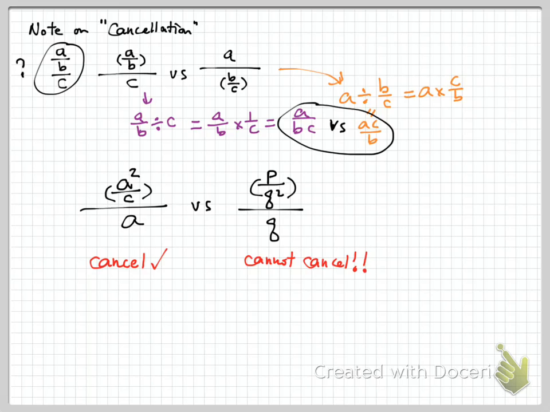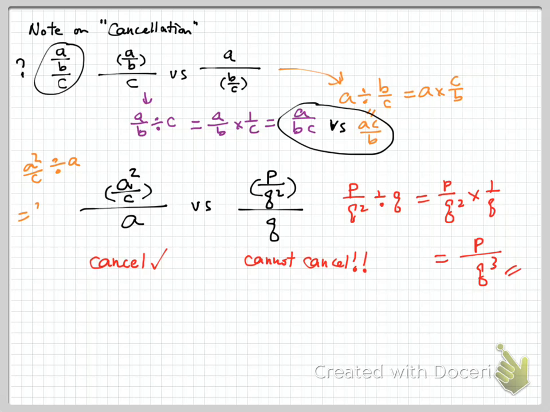Because for q, it should be p over q squared divided by q, and that divided by q will give you p over q squared times 1 over q, all right. So not only can it not cancel, but the power of q becomes even greater in this case. While on the other side, we have a squared divided by c, and that divided by a will give you a squared over c times 1 over a, and that is a over c. So you can cancel the a. Anyways, be very careful when you have to deal with these fractions, one fraction upon another.